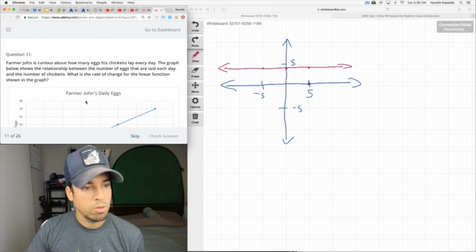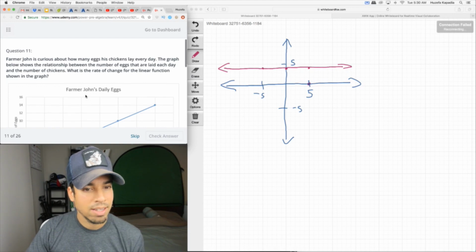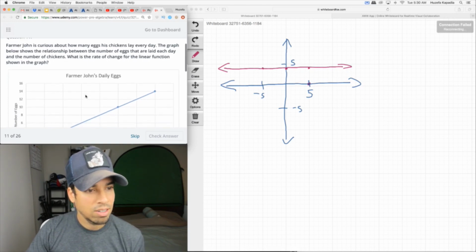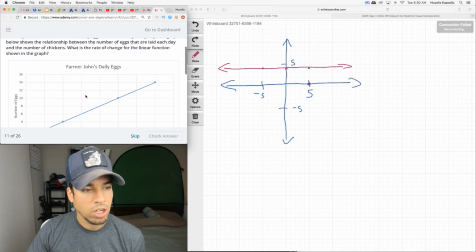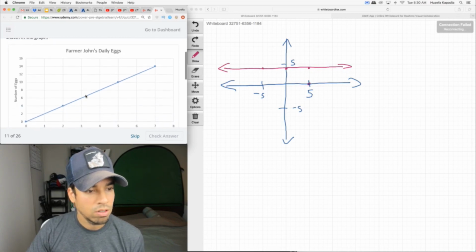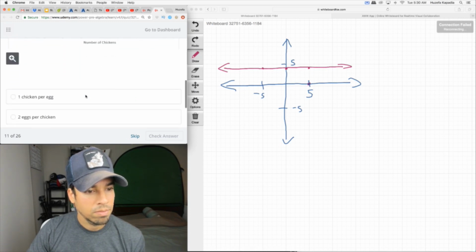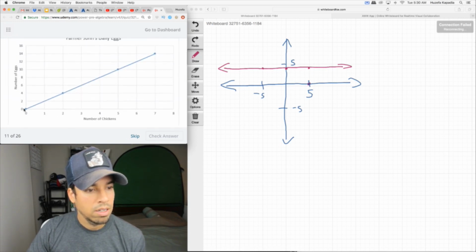Next question. Farmer John is curious about how many eggs his chickens lay every day. The graph shows a relationship between the number of eggs that are laid each day and the number of chickens. What is the rate of change for the linear function shown in the graph? Okay. So let's see. The rate of change is when we have 4 eggs. Be very careful of these numbers, right? Because they're different scaling on the x and the y.